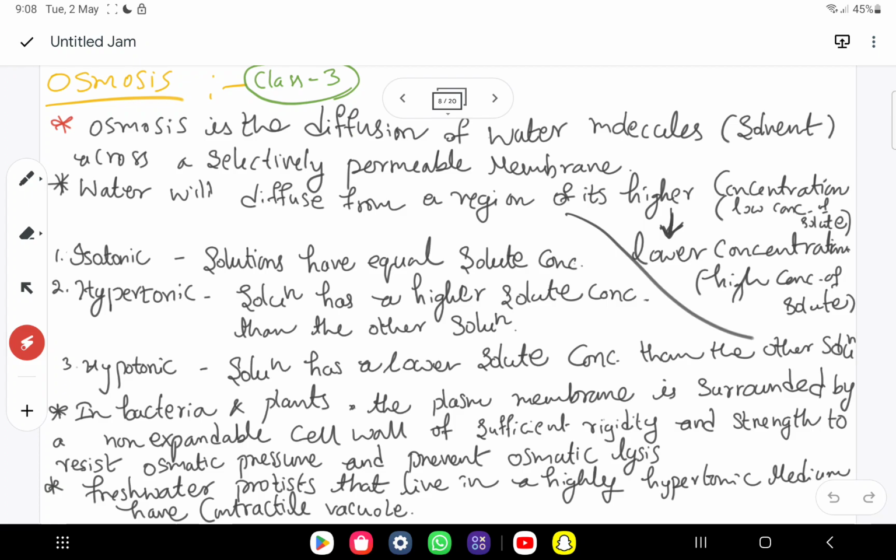Then we can see that passive transport is always down the electrochemical gradient. So this is towards equilibrium. Active transport is against the electrochemical gradient and requires input of energy. Freshwater protists live in a highly hypotonic medium and have contractile vacuoles.